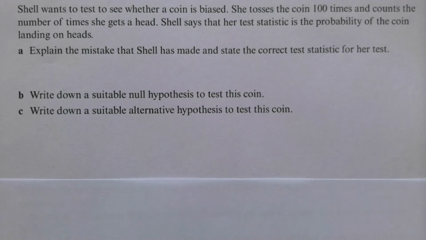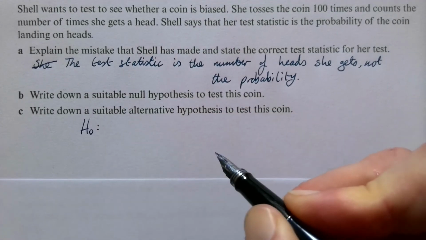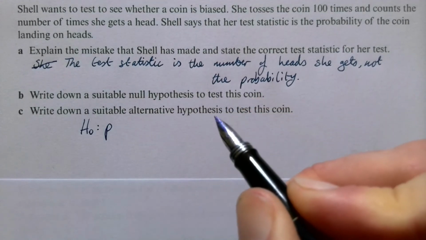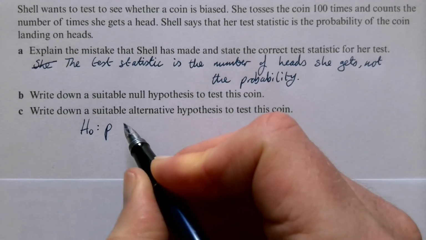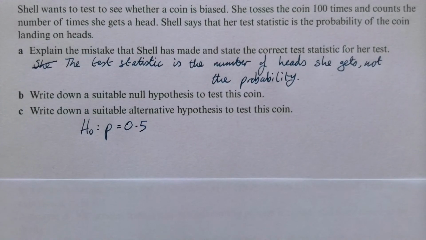Okay, so here's the first of 2 examples I'd like to have a go at. So pause the video, give it a go. So the mistake that Shell's made is that she has said that the test statistic is the probability. It's not the probability, it's how many times it happens. And then the null hypothesis is going to be H0, and the probability for an unbiased coin would be 0.5, so that'd be your null hypothesis.